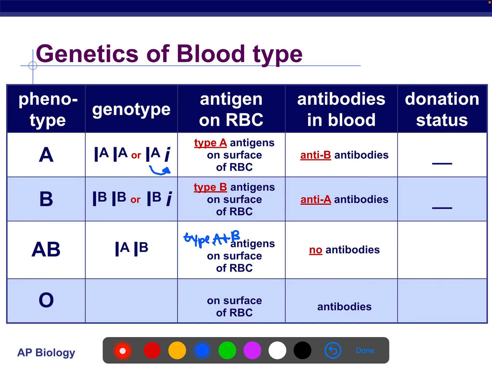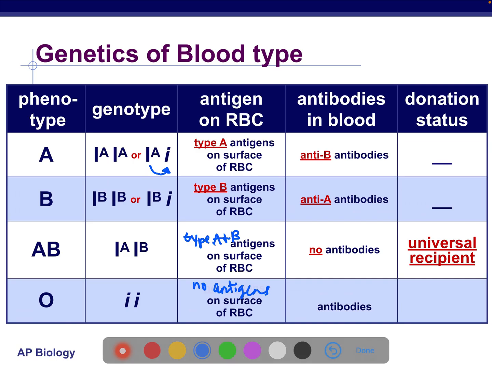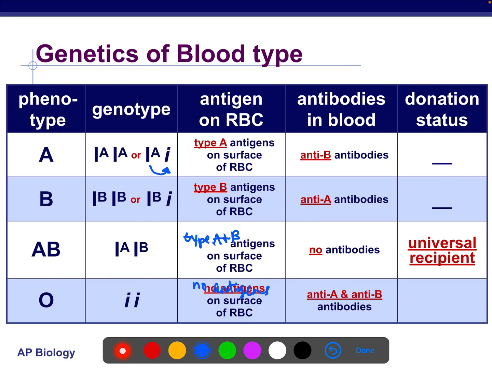And then finally, for type O, where you're little i, you have no antigens on the surface of your red blood cells, and you have anti-A and anti-B antibodies in your blood.